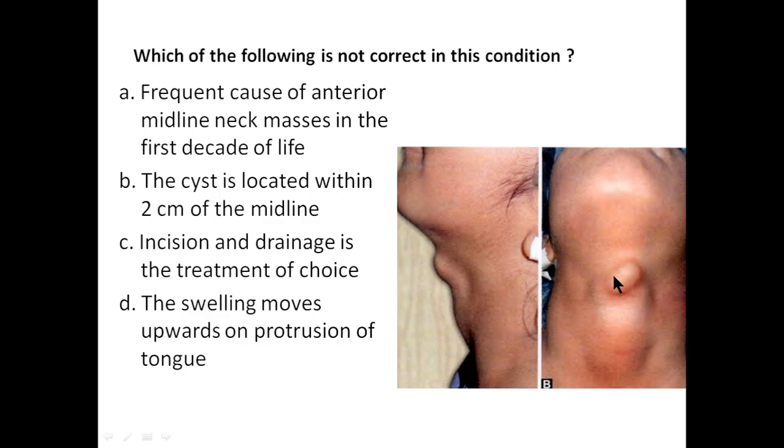Another thyroglossal cyst. The question is, which of the following is not correct in this condition? It is a frequent cause of anterior midline neck mass in the first decade of life. Yes, that's true. The cyst is located within 2 centimeters of the midline. Yes, that's true. Incision and drainage is the treatment of choice? No. Incision and drainage will cause an acquired fistula. The treatment of choice is Sistrunk's operation, which is very much different from incision and drainage. So in this scenario, choose C.